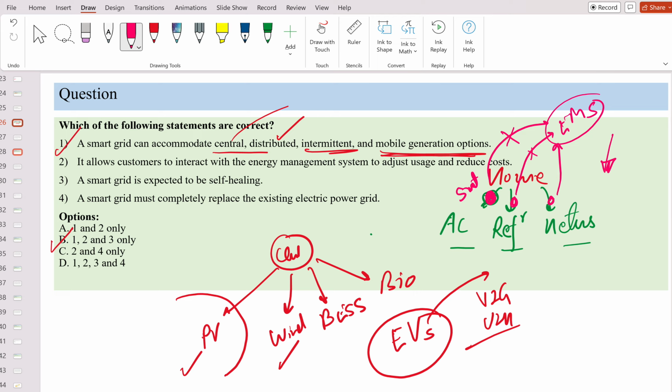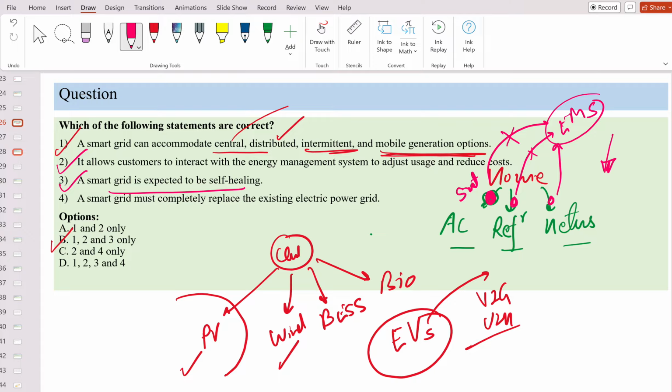The third is also correct, because a smart grid is such that whatever fault comes into the system, it will automatically try to restore it. Whatever the demand is, the source must supply the load in that scenario by cutting out the faulty phases. After the fault is cleared, it should come back to normal operation by itself.